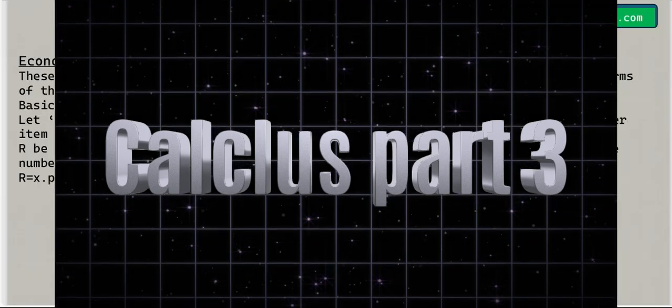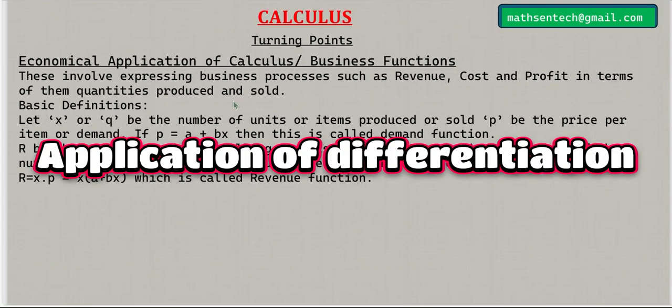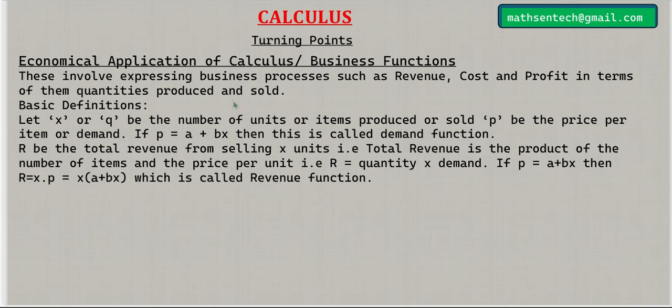going to focus on business functions. So this involves expressing business processes such as revenue, cost, and profit in terms of the quantities produced and sold. So what are the basic definitions? Let X or Q, that means this can be any letter, be the number of units or items produced or sold. Then P be the price per item or demand.